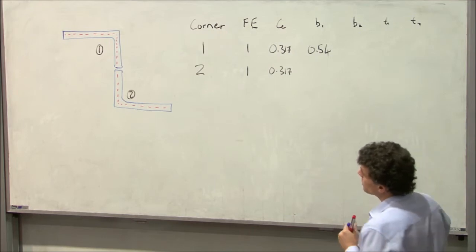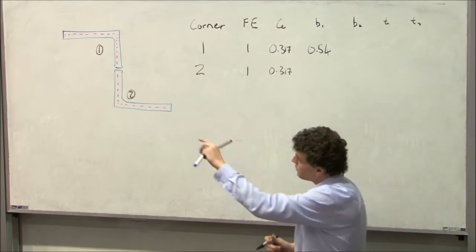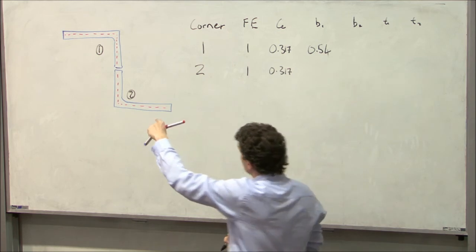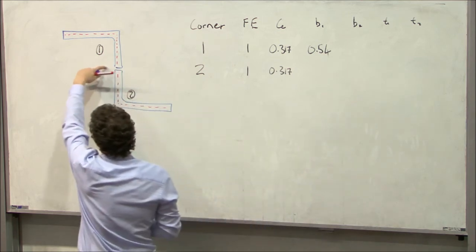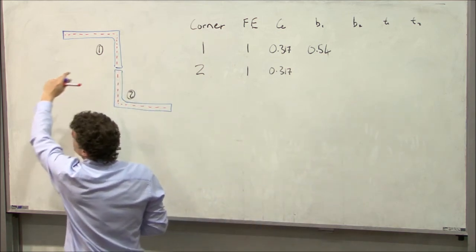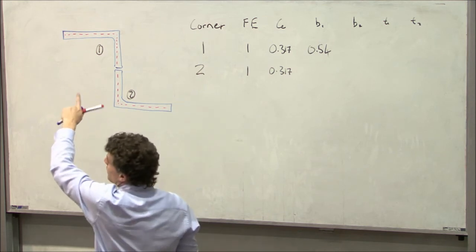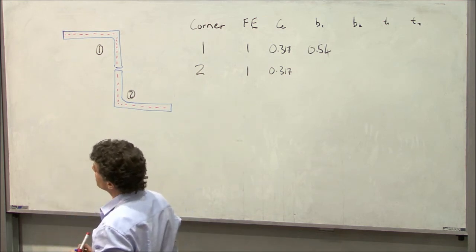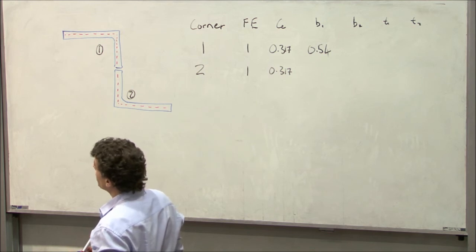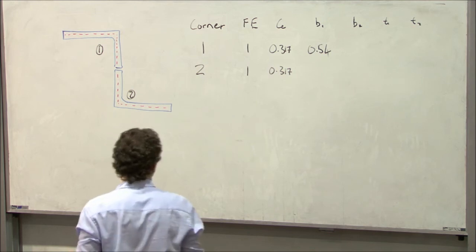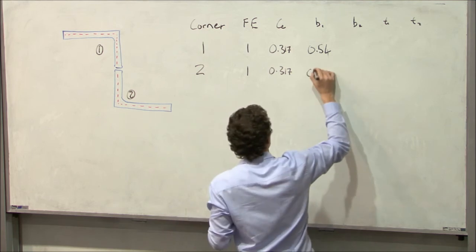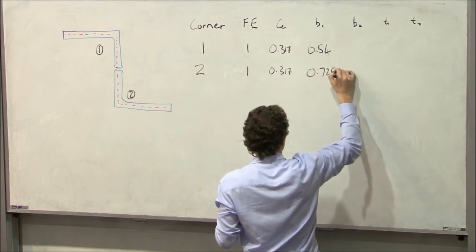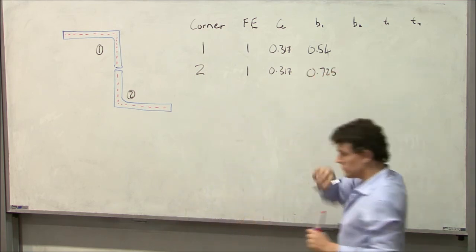B2 is 1.5 divided by 2 to get us to our halfway point, minus half of the top thickness, so 0.025. So I've got 0.75 minus 0.025 is 0.725. Have I done that one right? I hope so.